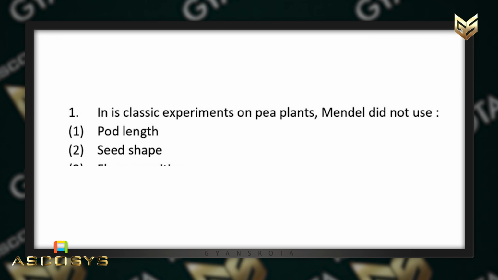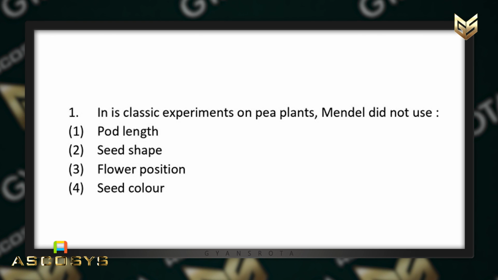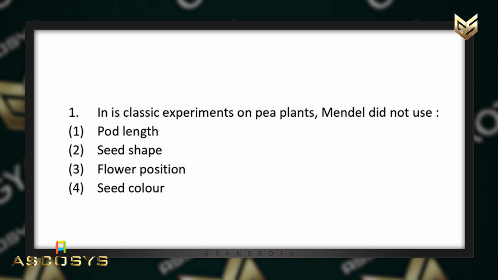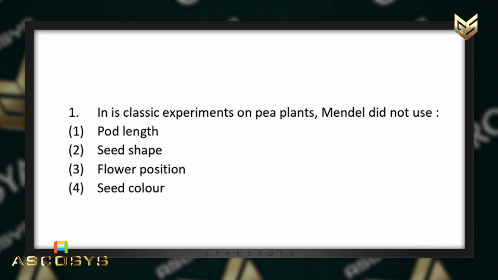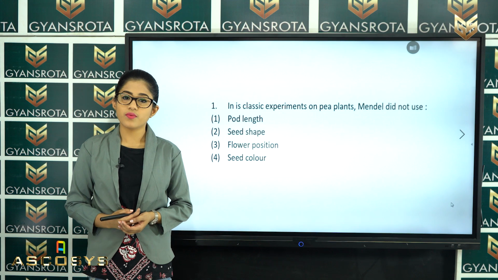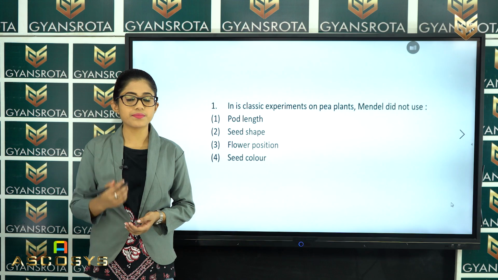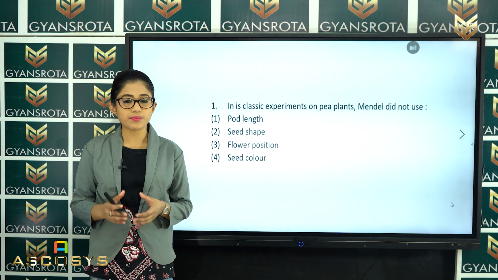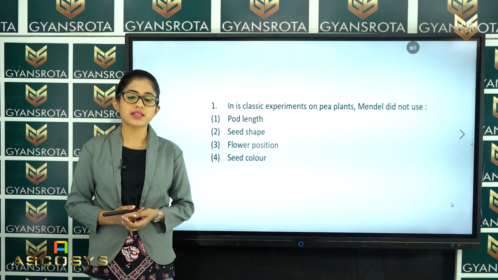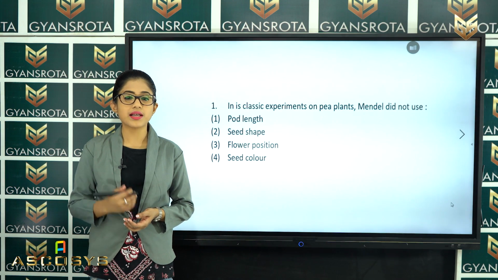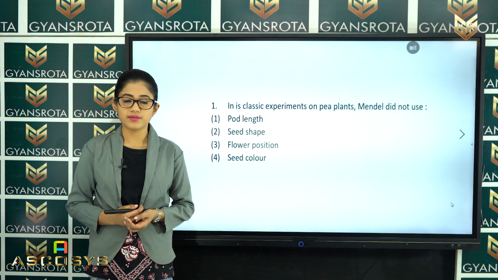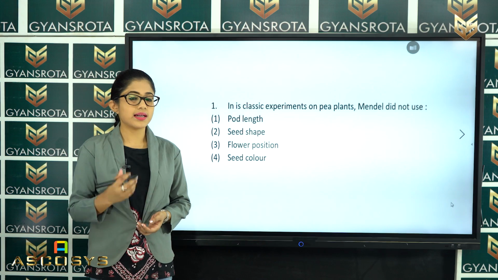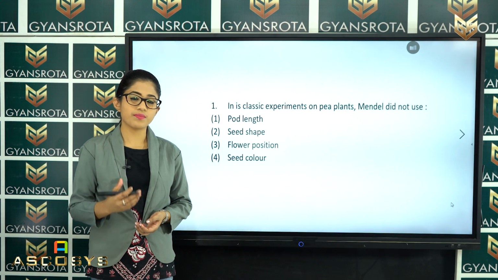In his classic experiment on pea plants, Mendel did not use pod length or sheath shape or flower position or seed color. Well, this is from the chapter Principles of Inheritance and Variation. So while discussing the chapter, in the first topic we have discussed the characters of the pea plants which were used by Mendel, right? So among these 4 options, which is the character that Mendel has not used in his experiment on pea plants?